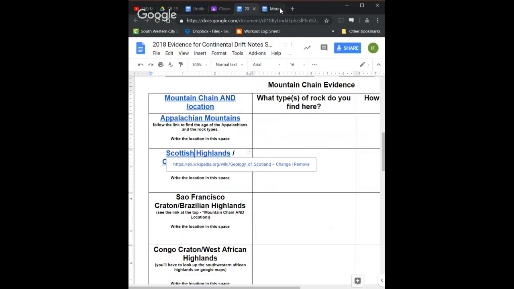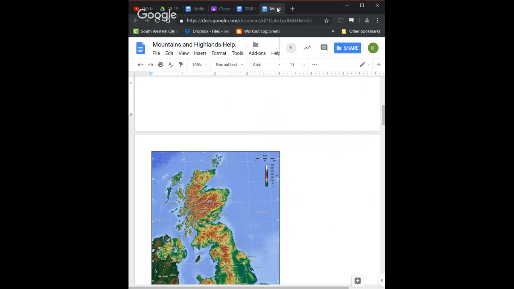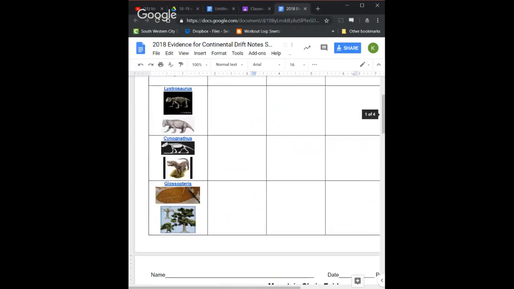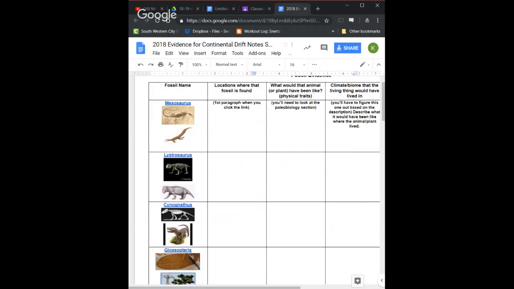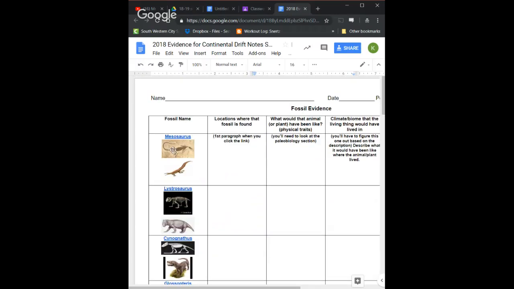We can get rid of this. Don't need that anymore. Don't need that anymore either. Okay, here we are. So let's talk about your boy Mesosaurus. Okay, that's this guy right here. Right? So look at the pictures. Mesosaurus kind of looks like it probably swam. Kind of looks like an alligator or a crocodile, right?